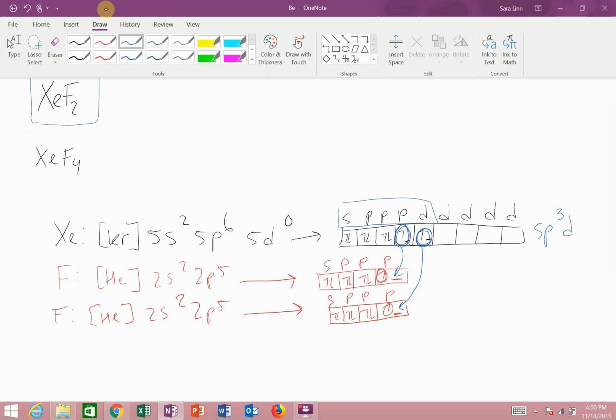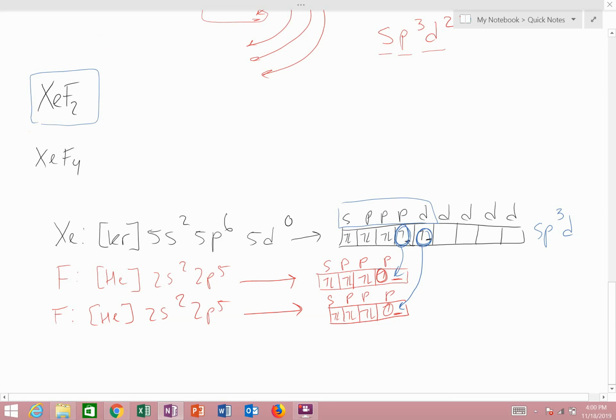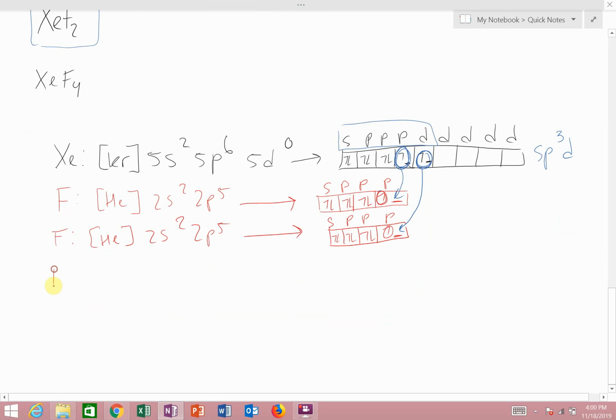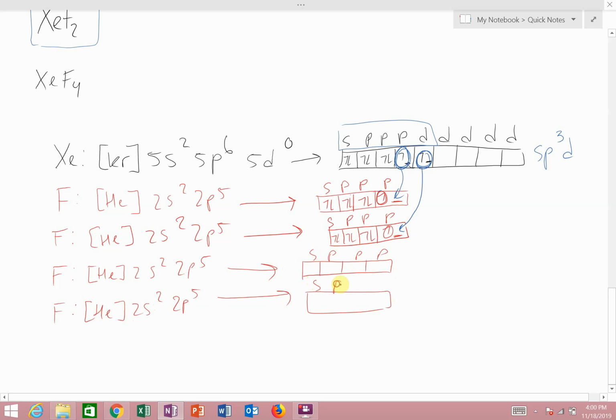Now we also have the example of xenon tetrafluoride. So let's see how we can make two different sets of compounds with one element, xenon, by changing the hybridization of it. So let's draw the fluorines again so you can see how we can make 4 bonds with them. And once again, we're going to have 4 boxes, S, P, P, and P. And our 4 boxes down here.